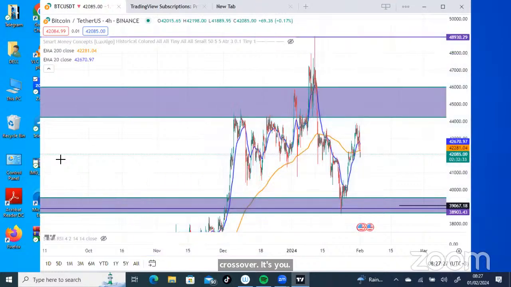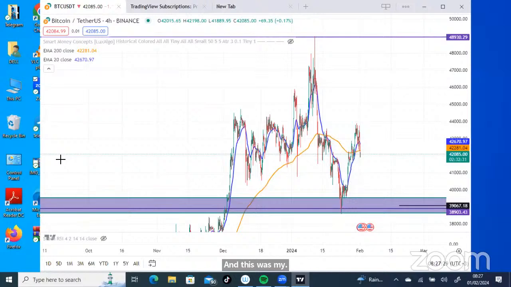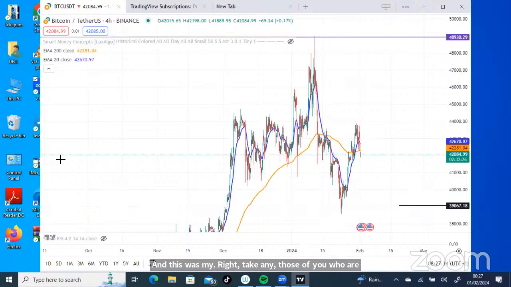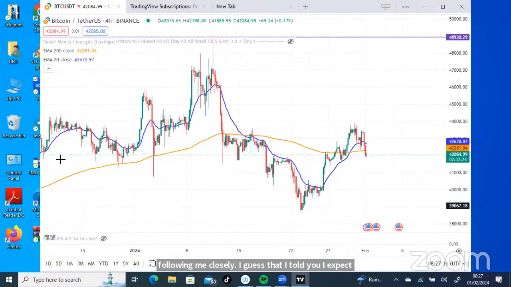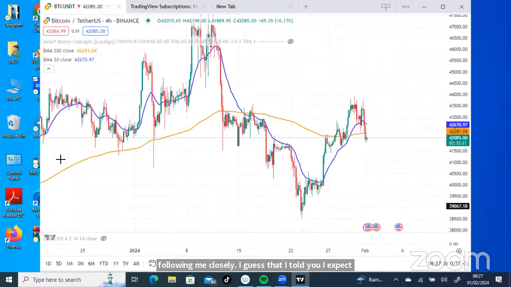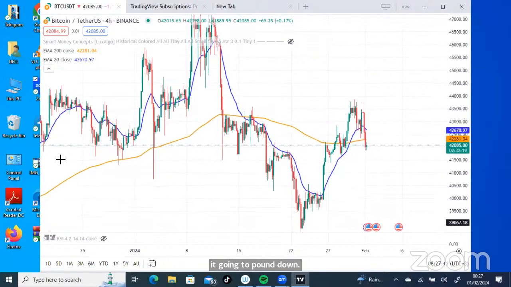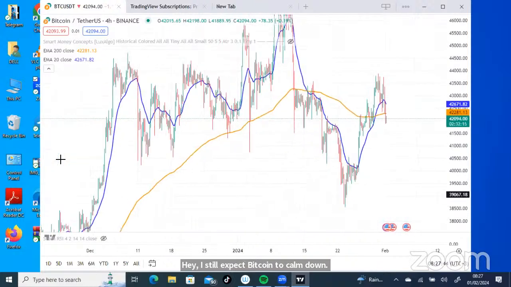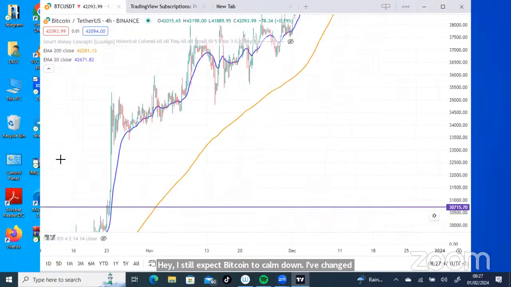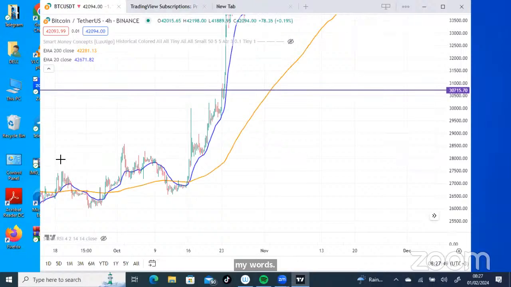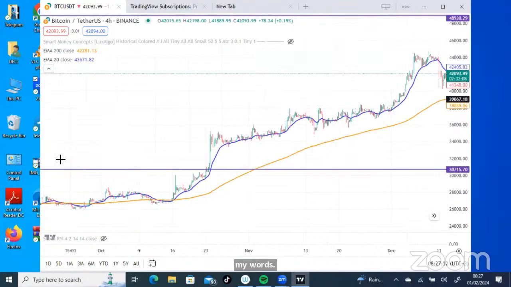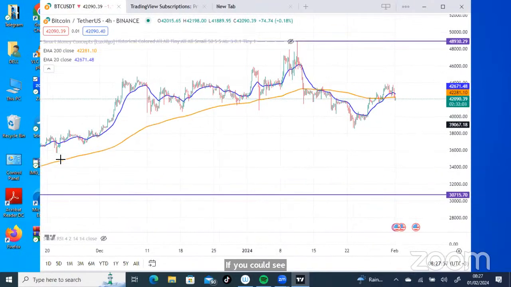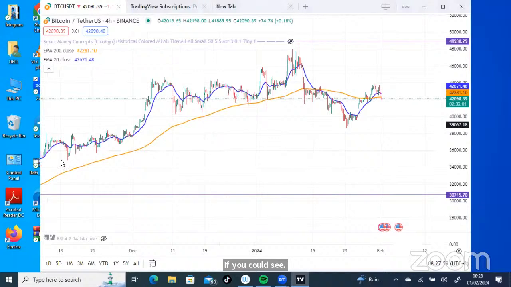This was my technical analysis. Those of you who are following me closely, yesterday I told you I expect Bitcoin to come down. Yes, I still expect Bitcoin to come down. I haven't changed my words. But if you could see, I'm in the 4-hour time frame.